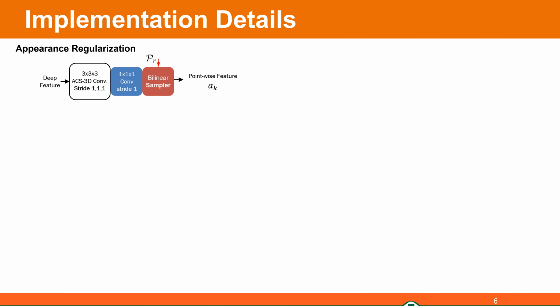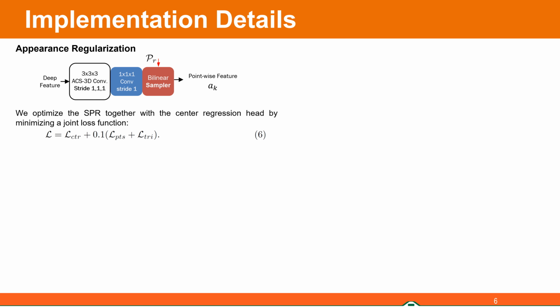With the supervision of points and appearance, we expect surface points will either move towards the lesion surface or to the center. This constitutes our surface point regression. We optimize the surface point regression together with the center regression head by minimizing a joint loss function.